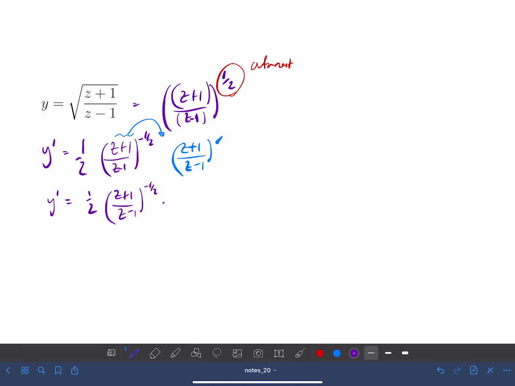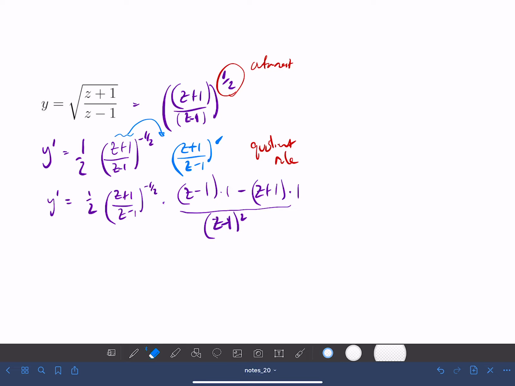Times, and now I'm going to do our friend the quotient rule on this quotient. So we'll go low d high, minus high d low, draw a line, and square below. I don't feel like those times ones are really doing a whole lot for me, so let me go ahead and erase those. And I think that we're done.